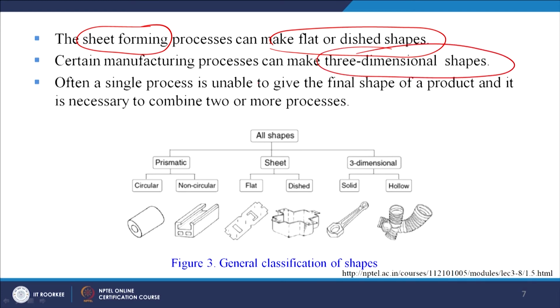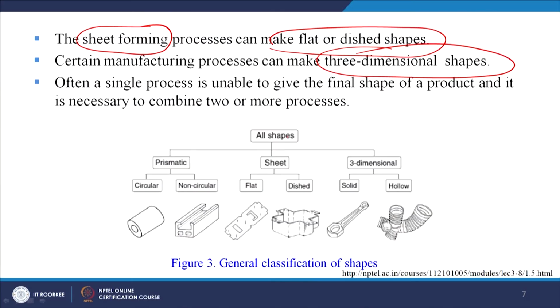Often a single process is unable to give the final shape of a product, and it is necessary to combine two or more processes. Many a time it may so happen that with a single process we are not able to attain the final shape of our product. In that case, we may require a combination of 2 or 3 processes to give the desired shape to our product, and a classification is given here.